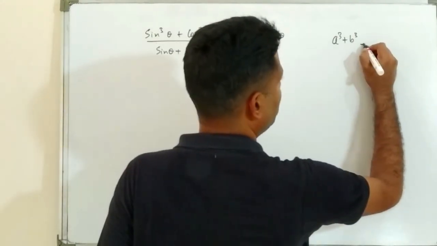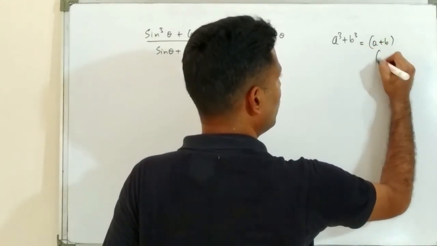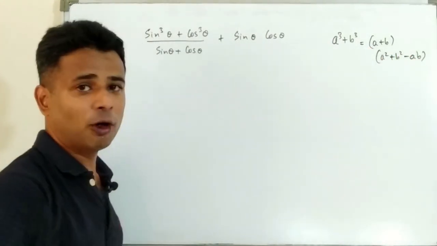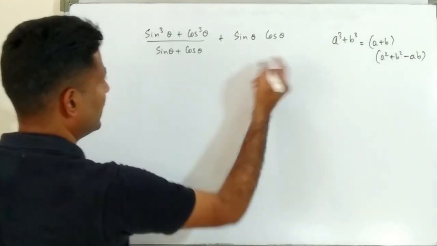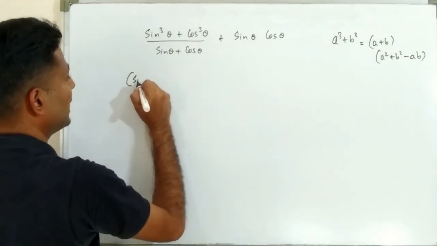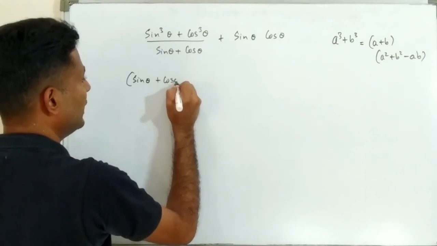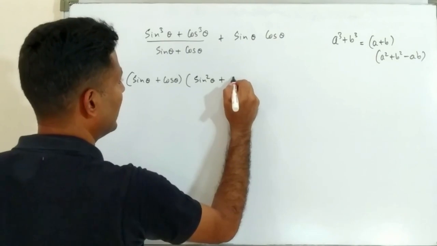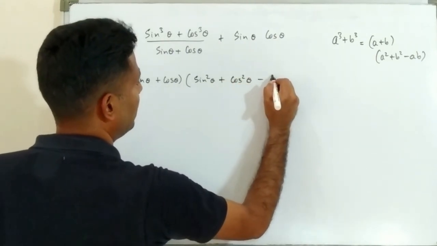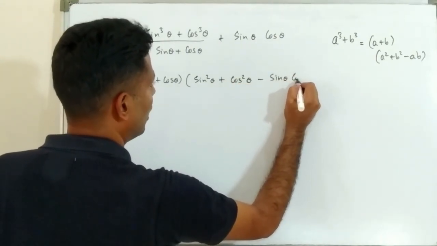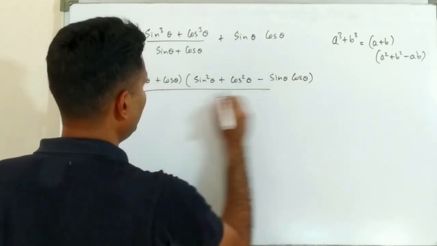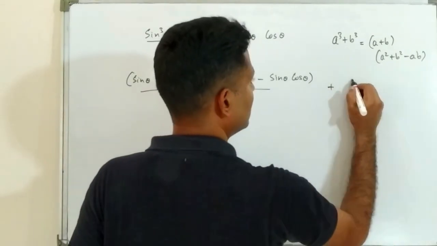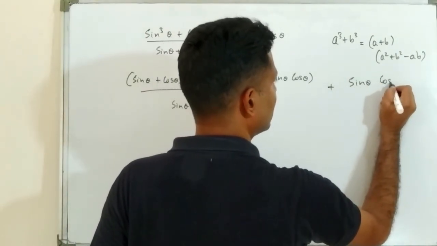So now we have a cube plus b cube is equal to a plus b into a square plus b square minus ab. This is one of the formulas. Substituting that, a plus b will become sin theta plus cos theta, into a square, that is sin square theta, plus b square, that is cos square theta, minus ab, that is minus sin theta cos theta, whole by sin theta plus cos theta plus sin theta cos theta.